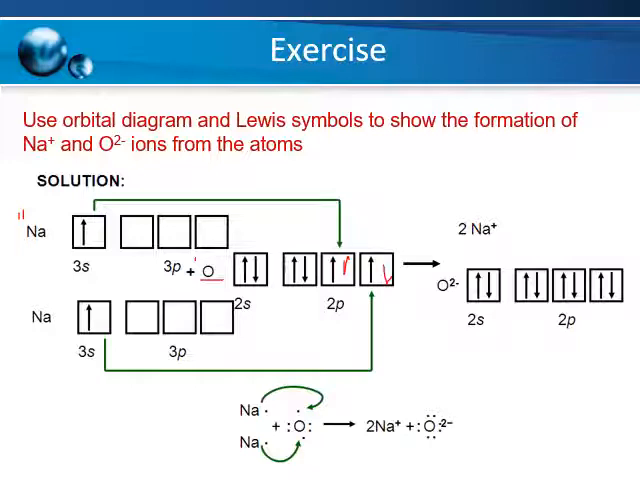So basically you have to balance the equation first. 2 Na plus react with O2 minus, then only it can be balanced. So one Na donates one electron, and another Na donates one electron to become 2 Na plus. Then oxygen receives 2 electrons to become octet here.